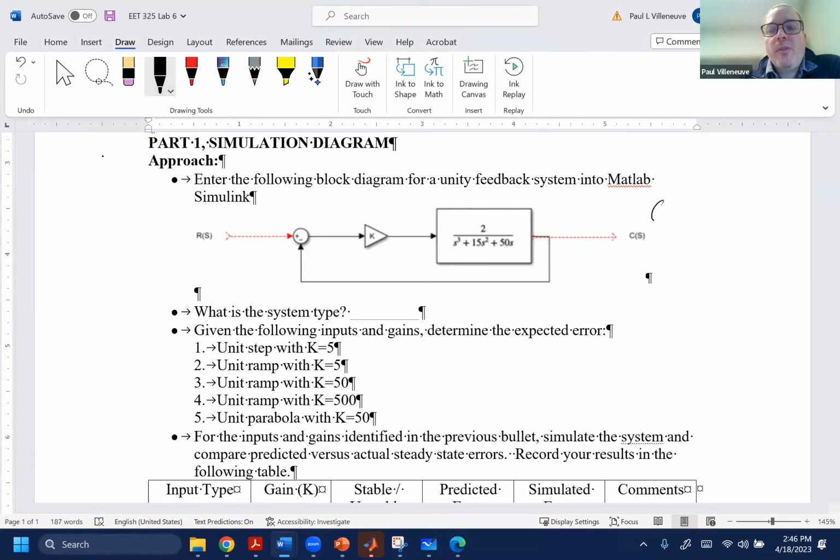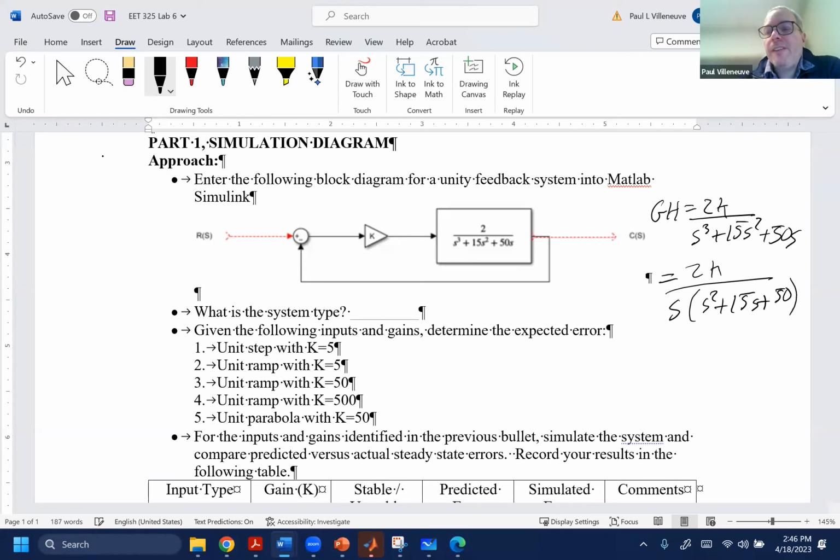Okay, so my open loop transfer function, GH, is 2K over S cubed plus 15S squared plus 50S, which is equal to 2K over S times S squared plus 15S plus 50. I'm factoring a little because I want to find the number of poles at S equals 0. That's the first thing I do, because now I recognize that's an S to the 1, which means this is a type 1 system.